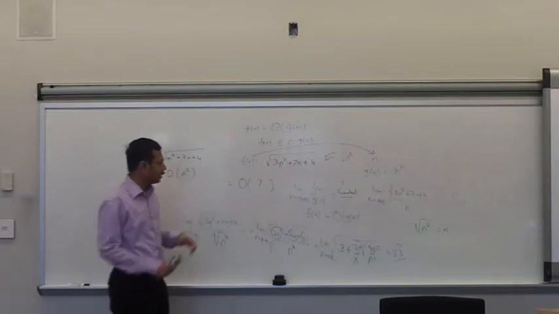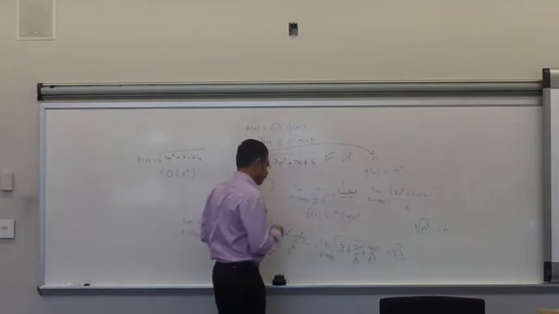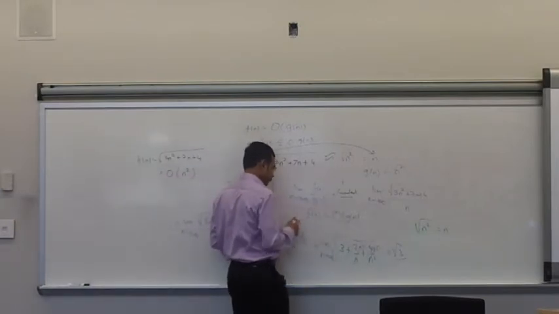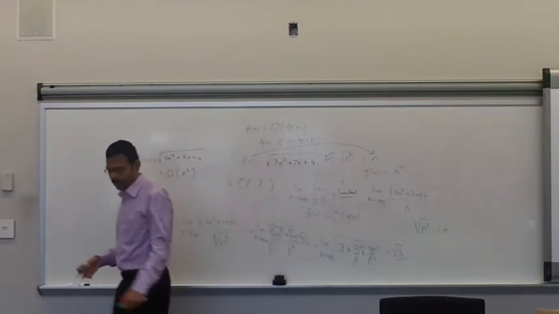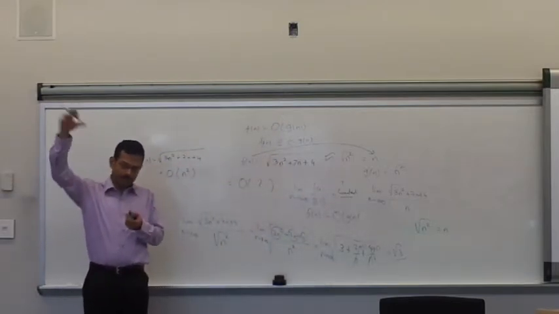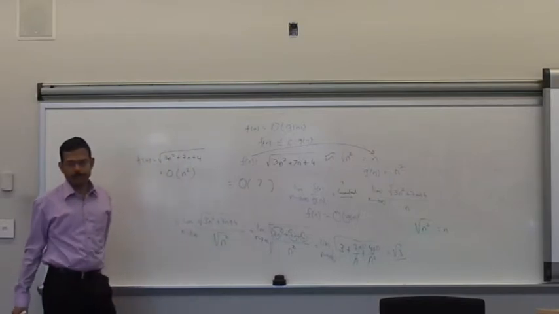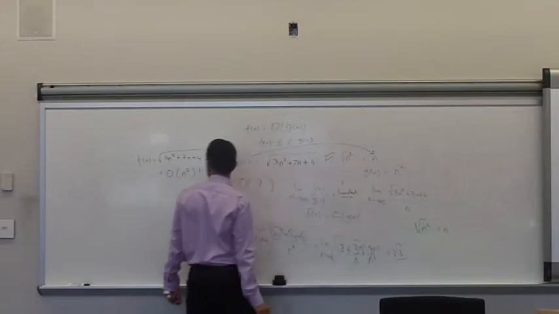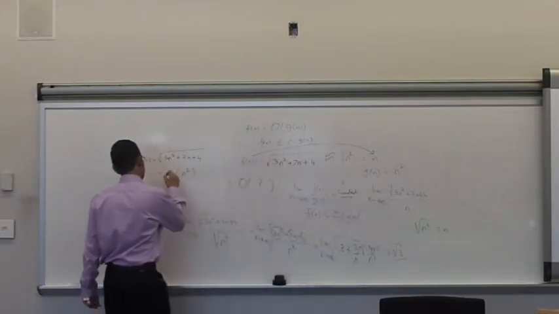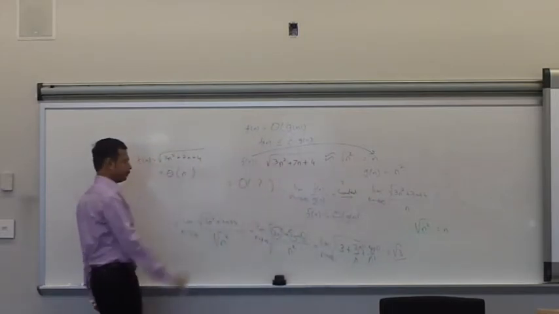So we can say, what happens if we get a constant? The ratio is always a constant. So f of n grows at the same rate as g of n. That is said to be theta of g of n. So this is equal to theta of n.